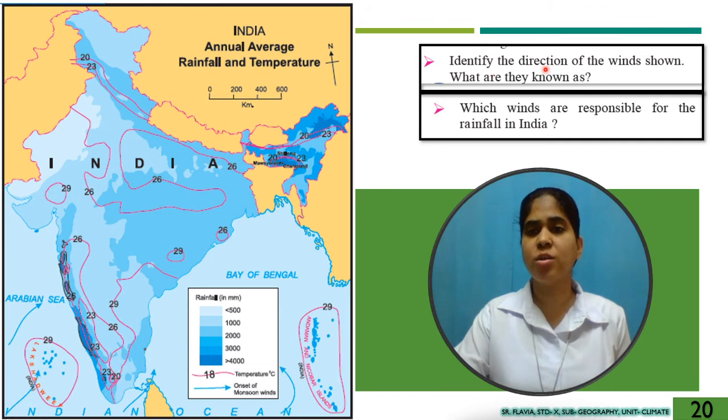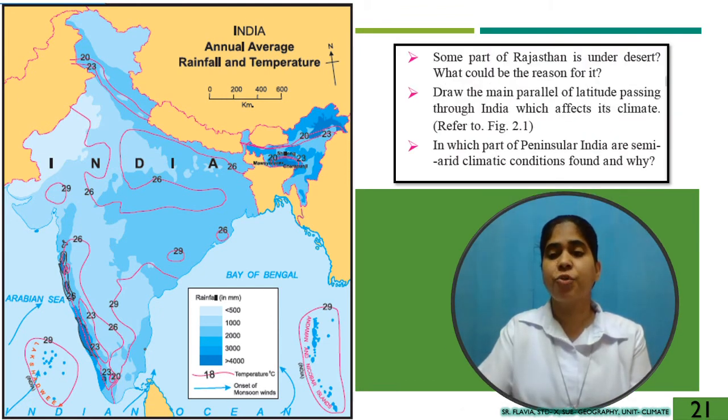Identify the direction of the winds shown. What are they known as? Look at these arrows. These arrows denote the southwest winds. So the winds are coming from the southwest and moving towards the northeast of India. So they are known as southwest monsoon winds. Next question. Which winds are responsible for the rainfall in India? The answer is the southwest monsoon winds are responsible for the rainfall in India.